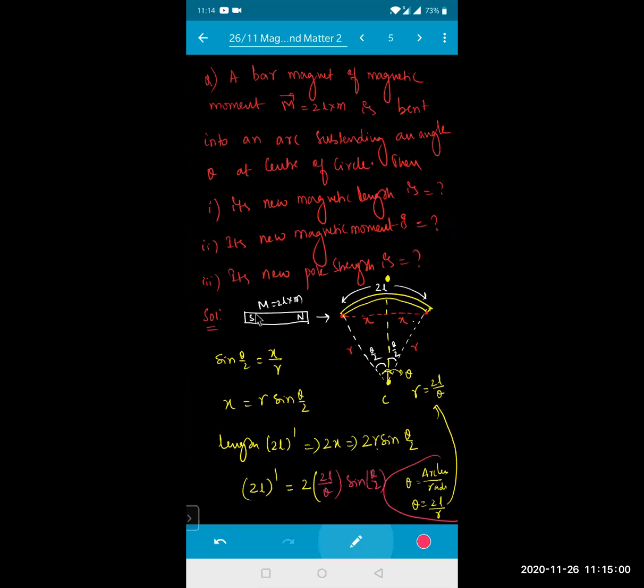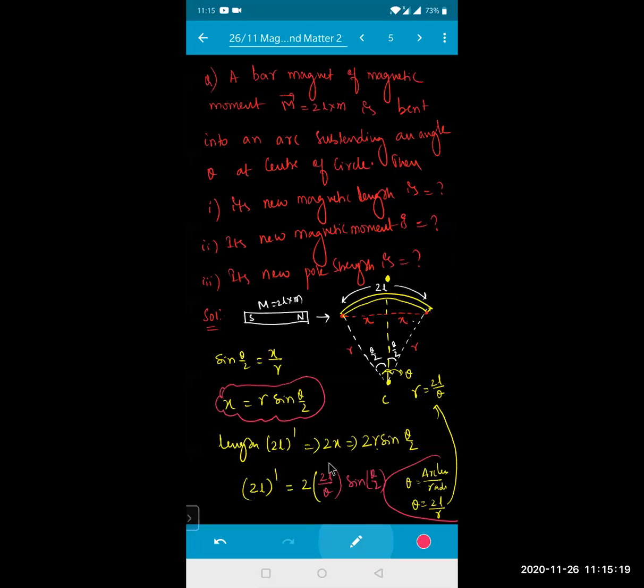This is a bar magnet. This bar magnet's magnetic length will be equal to how much for me? 2L. So ఈ పాయింట్ నుంచి ఈ పాయింట్ తీసుకుంటే this is x అయితే this will be equal to 2x. So from the trigonometric condition, sin theta by 2 is equal to x by r. So x is equal to how much for me? x is equal to r into sin theta by 2.